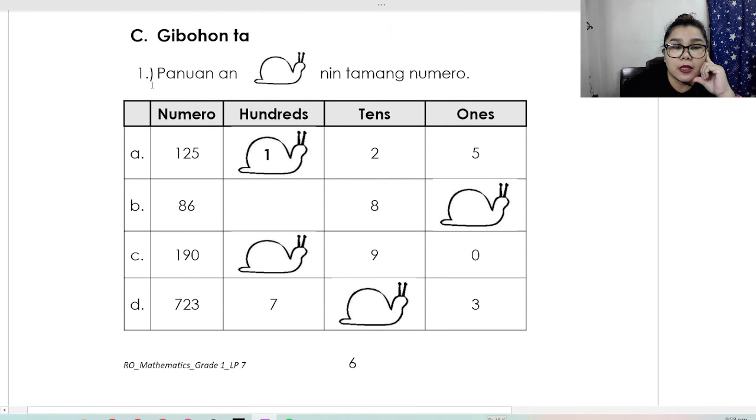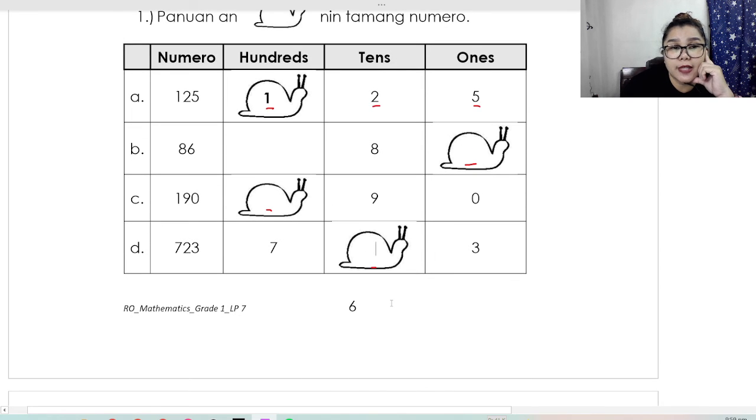So, what is it in part C? Panuan ang atol, yung tamang numero. So, atol is a snail. So, 125. Ito yan, example. So, ang kulang is the 100. So, 125. So, that is what you have to do with letter B, C, and D. Dito lang maglalagay ng answer. So, ano ang kulang? Finish this before you go to page 7.